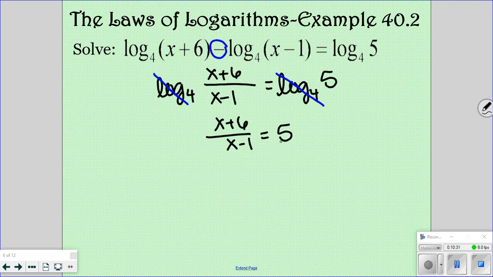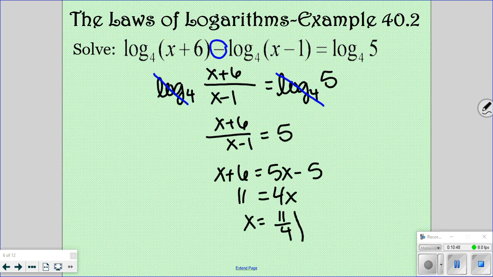After that, we're going to cross multiply. So we'll have x plus 6 equals 5x minus 5. And then I can subtract x to make that 4x and add 5 to make that 11. And so x would equal 11 over 4.